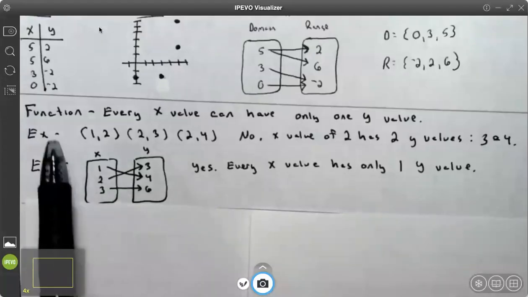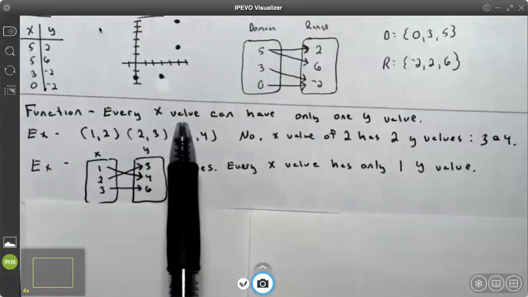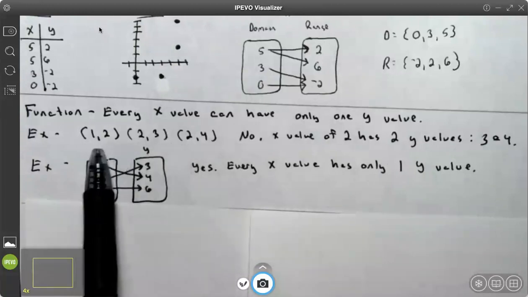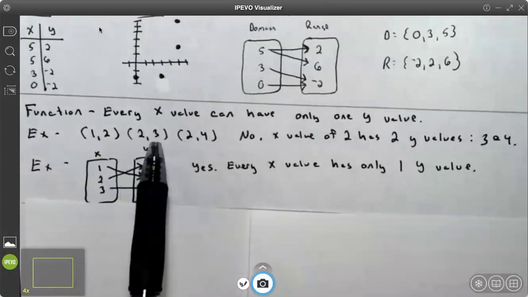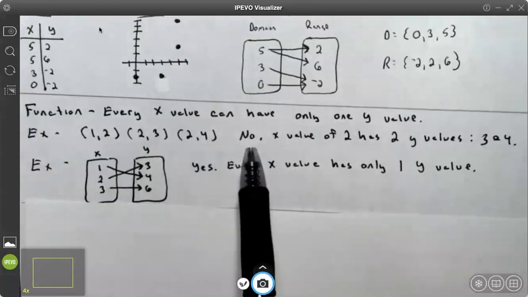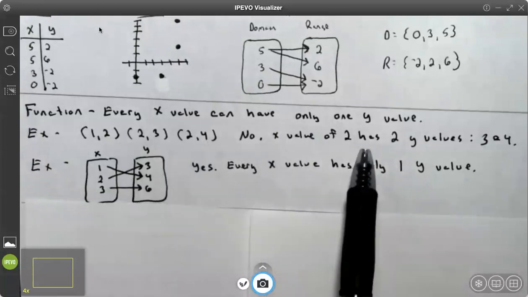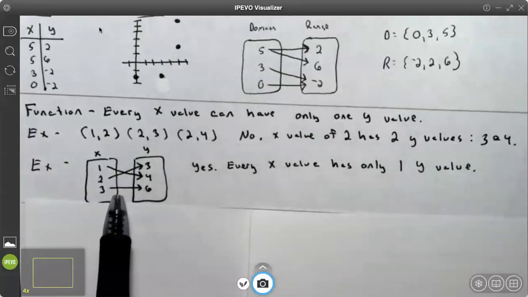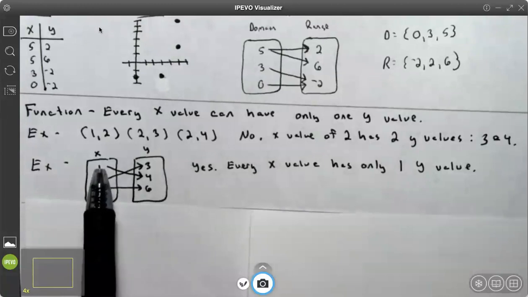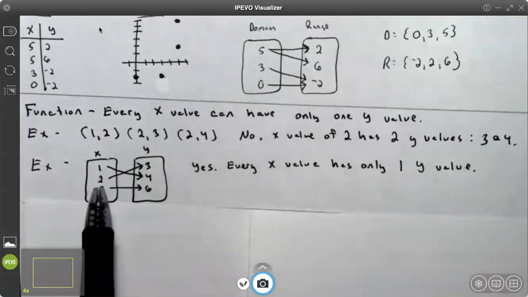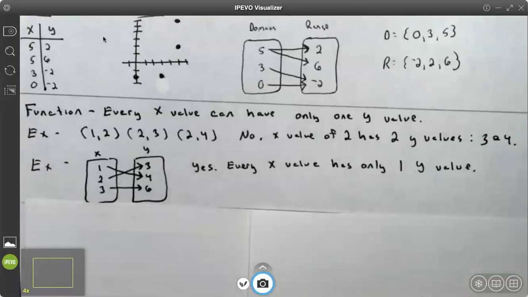All right, last example. For something to be a function, every x value can have only one y value. Here are ordered pairs. My x value of 2 has a y value of 3, and my x value of 2 has a y value of 4. So no, not a function. The x value of 2 has two y values, 3 and 4. Here's a mapping. Is this a function? Yes, every x value has only one y value, or every domain has only one range, or every input has only one output.